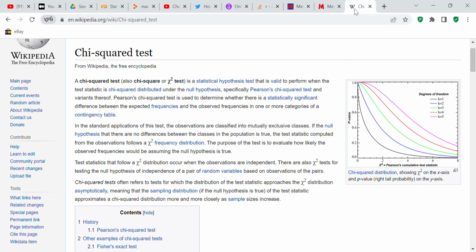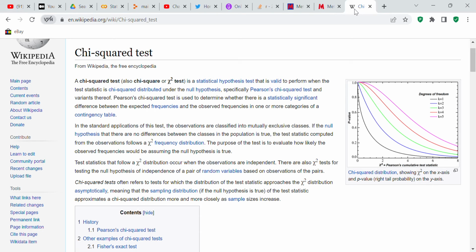If the null hypothesis that there are no differences between the classes in the population is true, the test statistic computed from the observations follows an x-squared frequency distribution. The purpose of the test is to evaluate how likely the observed frequencies would be, assuming the null hypothesis is true. Test statistics that follow an x-squared distribution occur when the observations are independent.